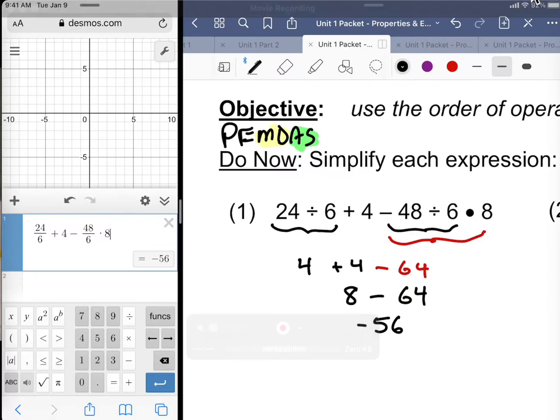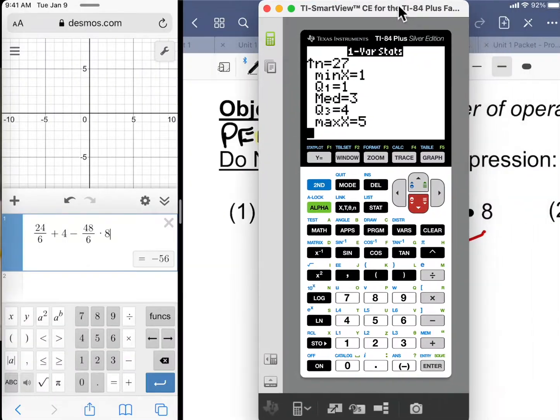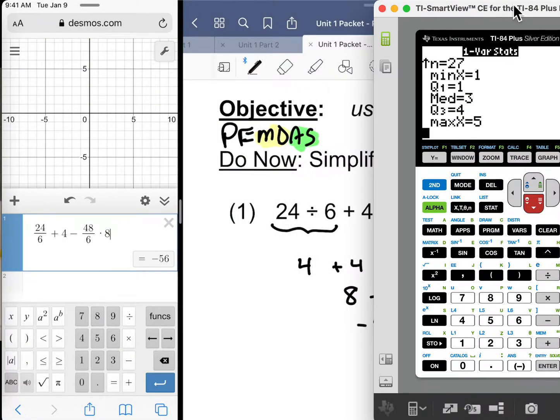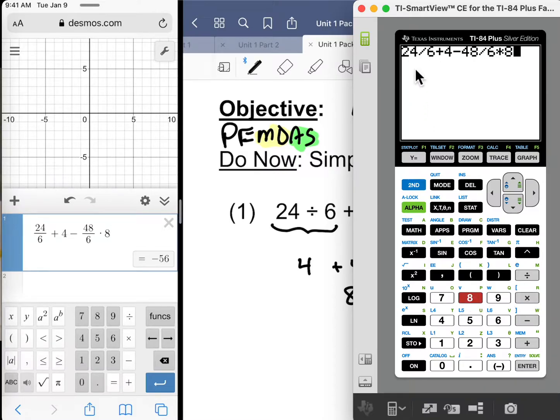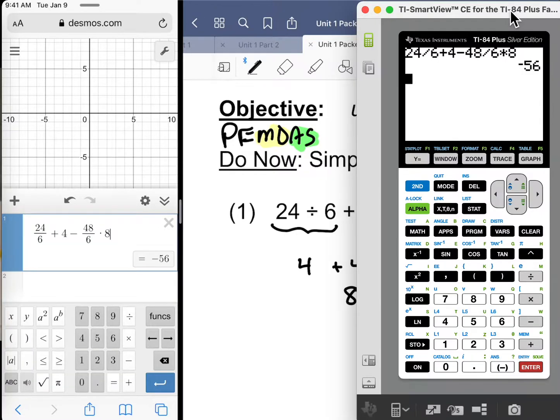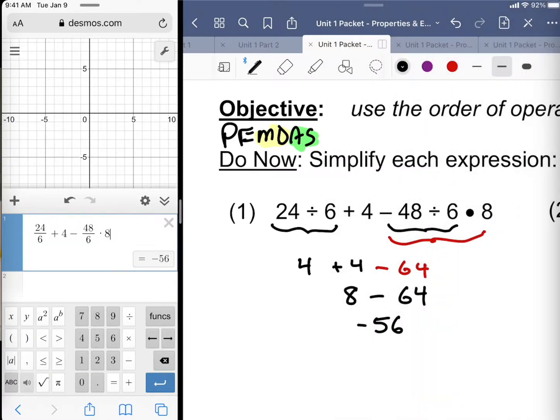On the TI, let me get rid of this stuff. 24 divided by 6. Again, it's going to bring the slash instead of the division symbol, but that's okay in this context because it looks similar enough that you can get away with it either way. Divided by 6 times 8. Just make sure I typed in everything the way I want it. And enter. And there you go. So you get what you need using the calculator, and that's perfectly fine.